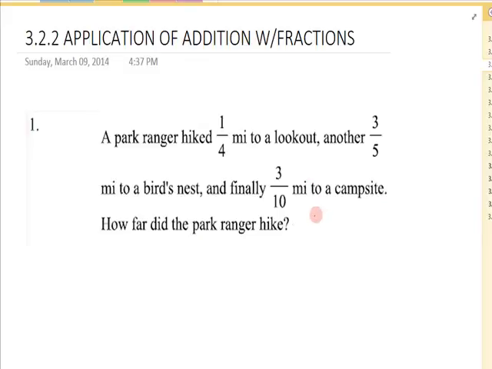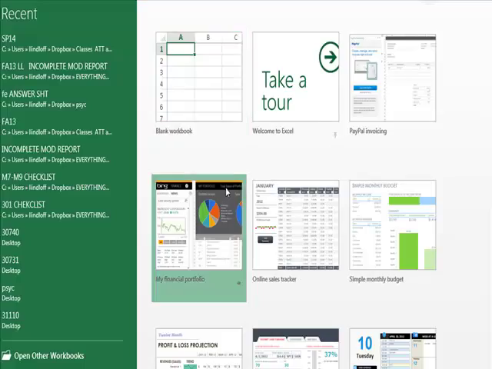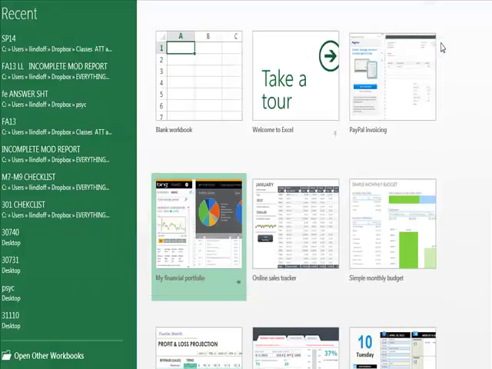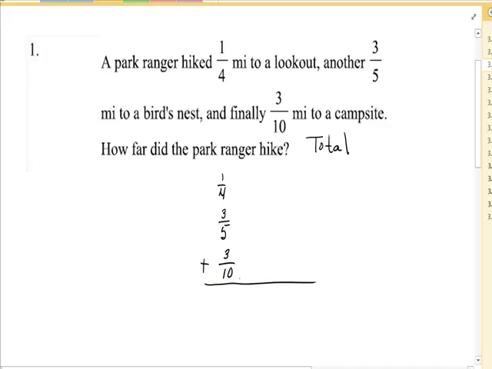Now it doesn't use the word, but it implies the word total, which means that I need to add these values. So I have 1/4 plus 3/5 plus 3/10. And in order to add fractions, I have to have a common denominator.